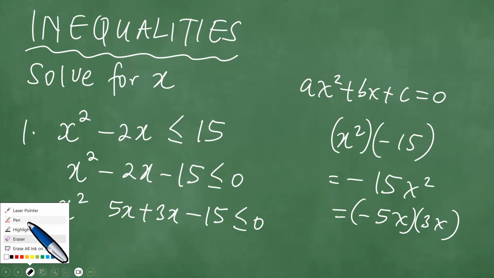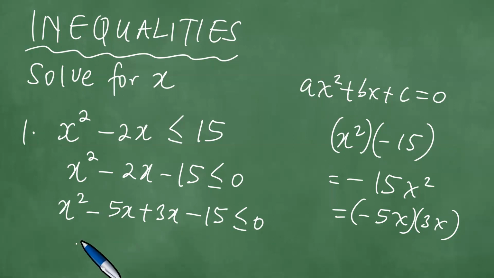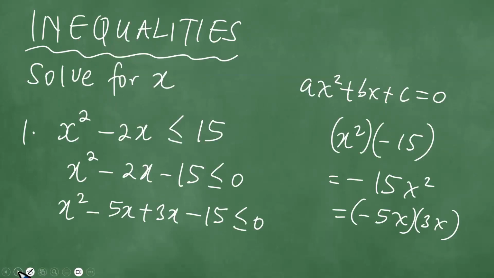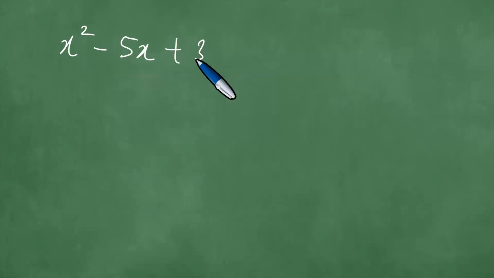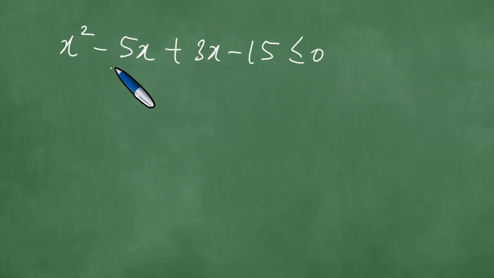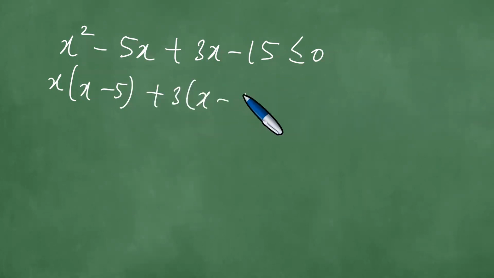Okay, so what are we getting here? Right, so we have x squared minus 5x, and then we have plus 3x minus 15 is less or equal to 0. Right, so we factor out x, and we have x minus 5 plus 3 into x minus 5 is less or equal to 0. X minus 5 is the highest common factor.